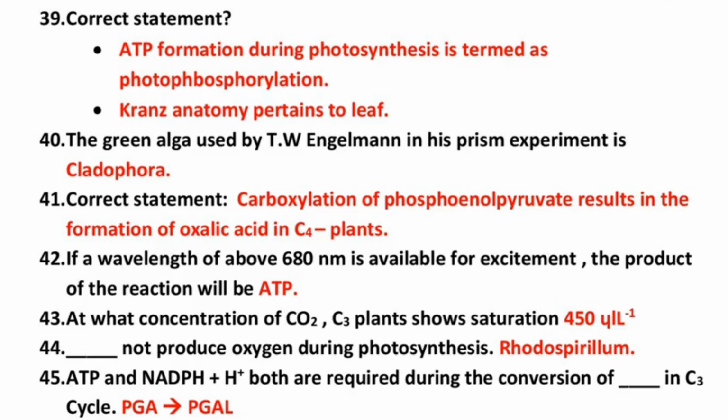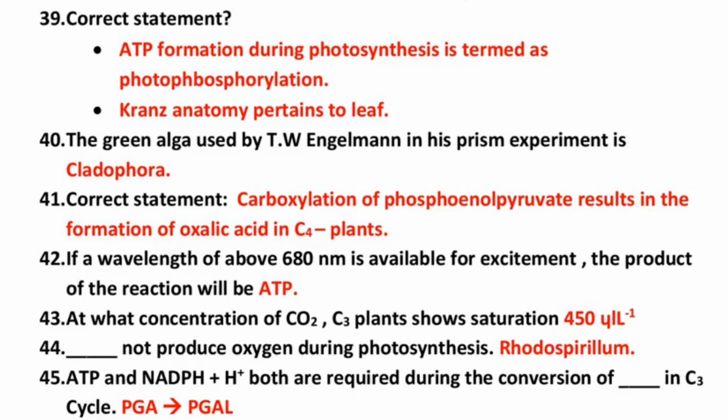Question number 40. The green alga used by T.W. Engelmann in his prism experiment is Cladophora. Question number 41. Correct statement: carboxylation of phosphoenol pyruvate results in the formation of oxaloacetic acid in C4 plants. Question number 42. If a wavelength of above 680 nanometer is available for excitation, the product of the reaction will be ATP. 43. At what concentration of CO2 do C3 plants show saturation?